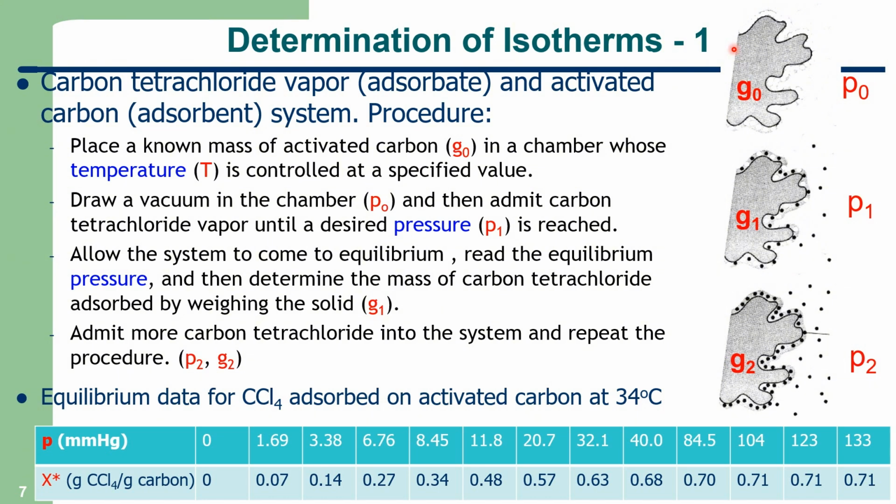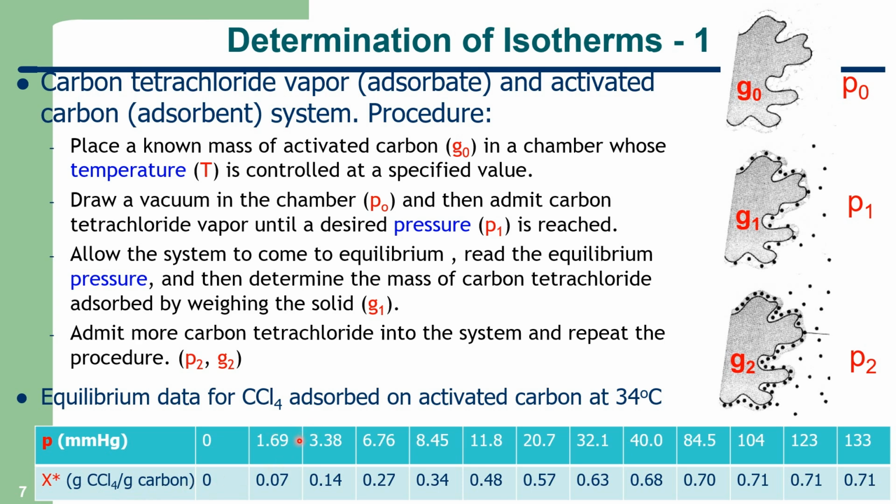Okay. As a result, you can get a table like this. So the pressure P here is 0. You got nothing because there's no carbon tetrachloride. And if the pressure is 1.69 millimeter mercury, which is very low, you got 0.07. Xi will be 0.07. Xi means what? The amount of carbon tetrachloride absorbed on the activated carbon.